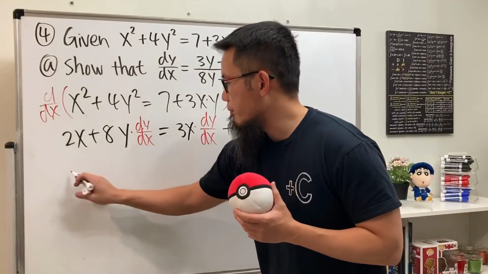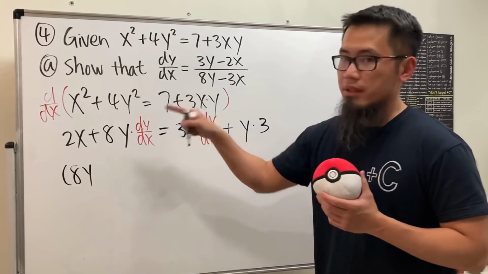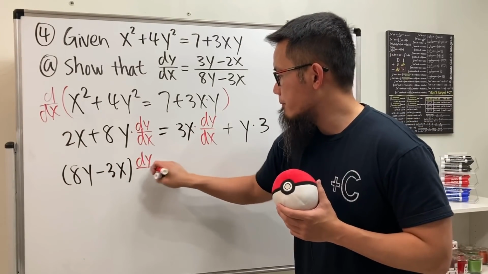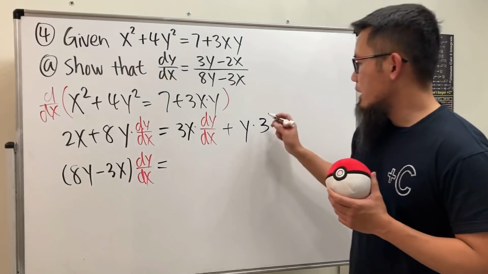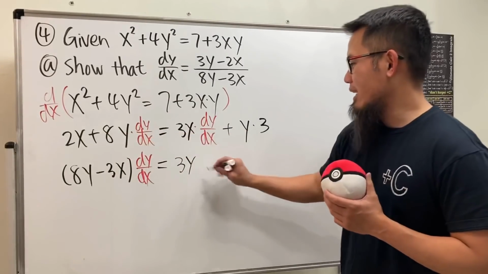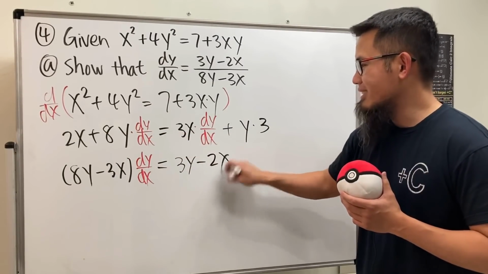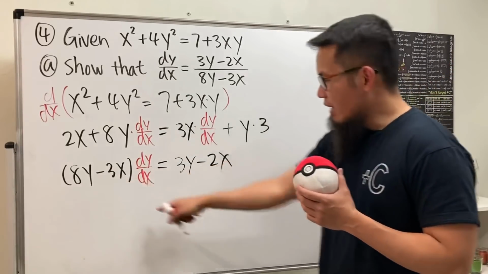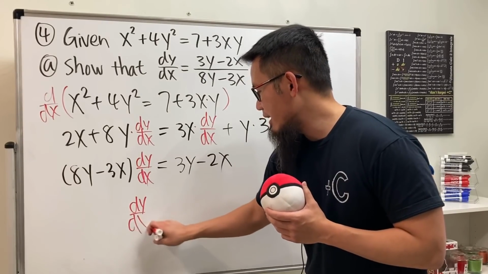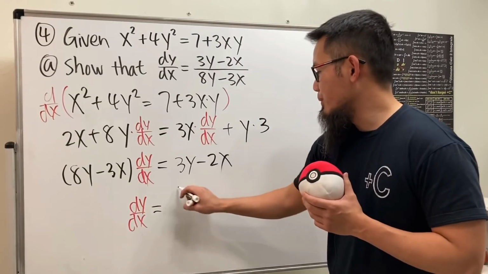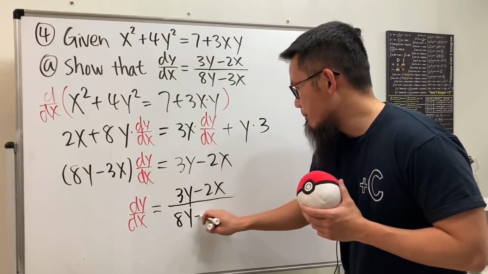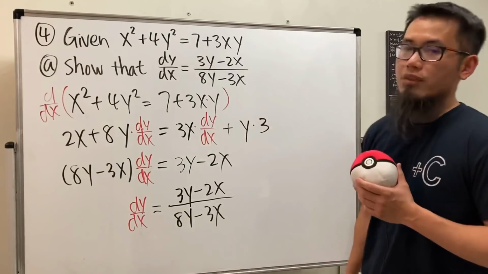So let me put down parentheses 8y, and that will be negative 3x, and then we factor out the dy/dx right here. And that's going to be, here we have 3y, y, and then that's 2x, right? And then once you bring 2 here, it's minus 2x. And of course, in the end, we can just divide that on both sides. So ladies and gentlemen, we have dy/dx being equal to 3y minus 2x over that 8y minus 3x, which is exactly what we have over there.